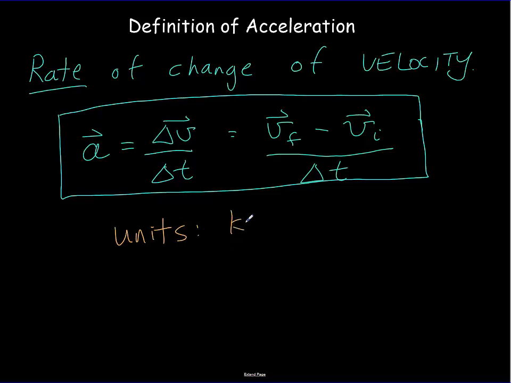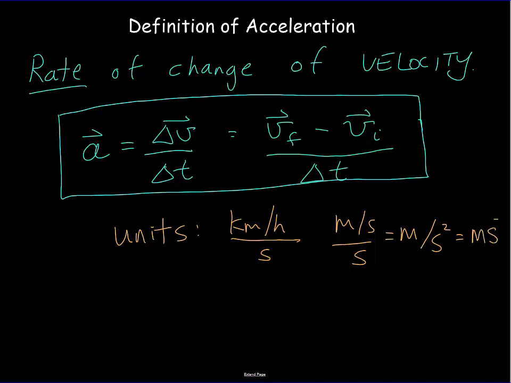So for instance, we've seen kilometers per hour as the speed units, divided by seconds. How fast is the speed changing per unit time? You might see meters per second every second, which by the way can be written as meters per second squared, or the IB will write that as meters times seconds to the minus 2. So take care to note that it's always speed units per time unit.